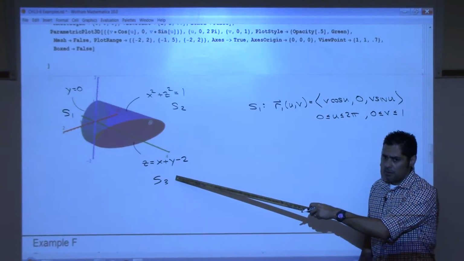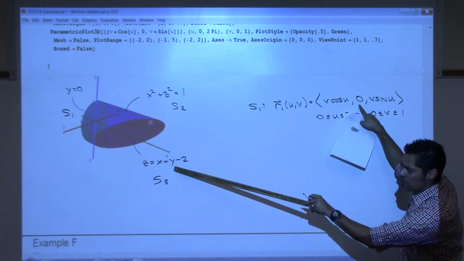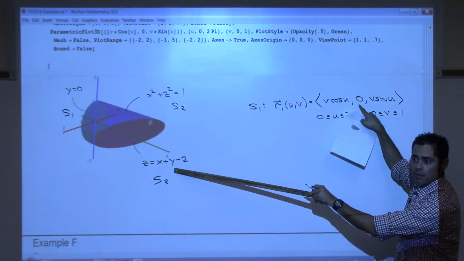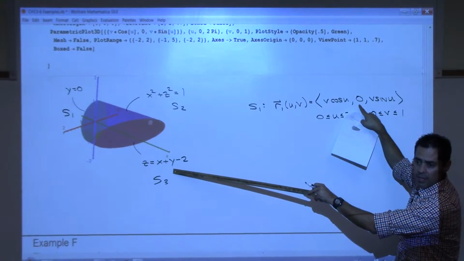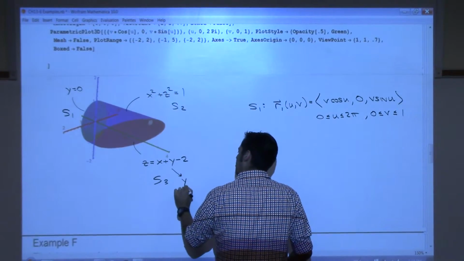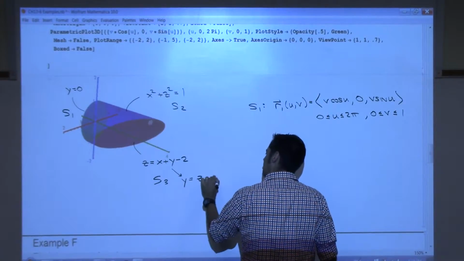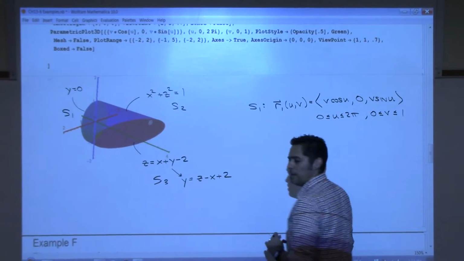Understand? So since I know this is the only difference, I look at this equation and I solve it for y, because that's the part I'm interested in. Solve this equation for y, and what would you get? Y is equal to z minus x plus 2, right?